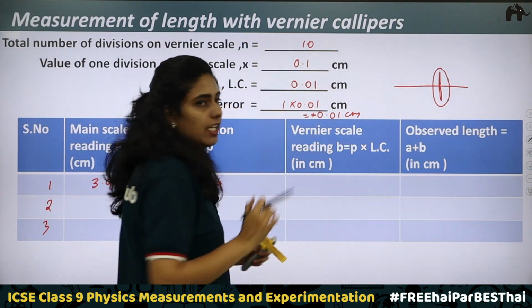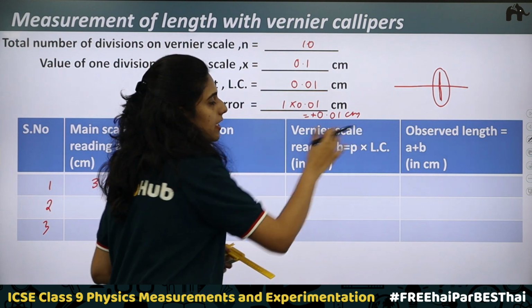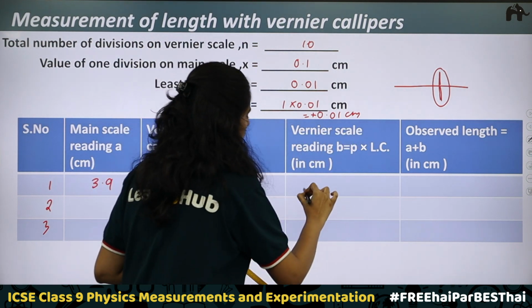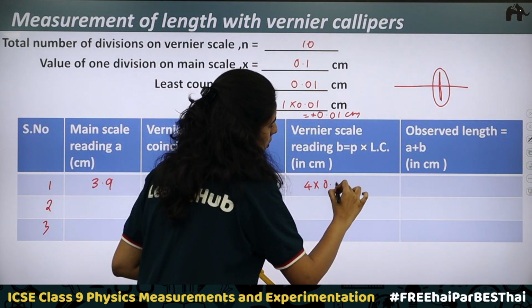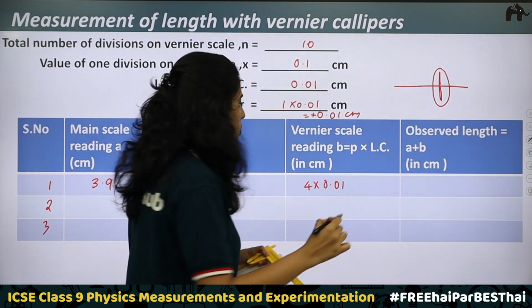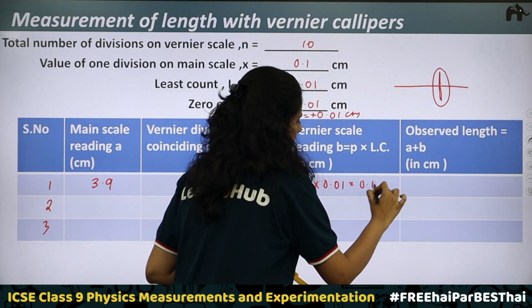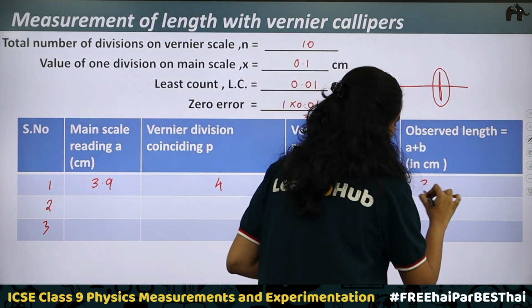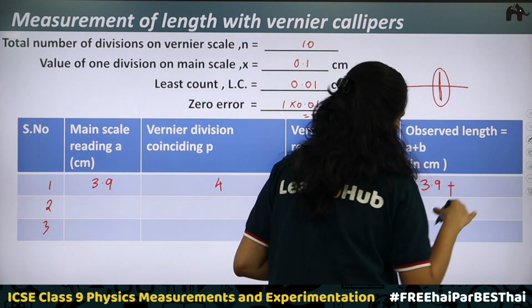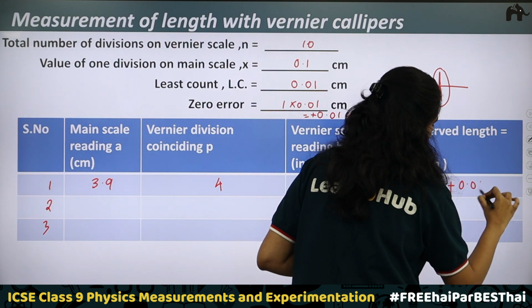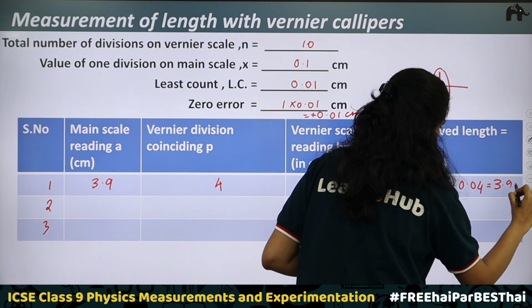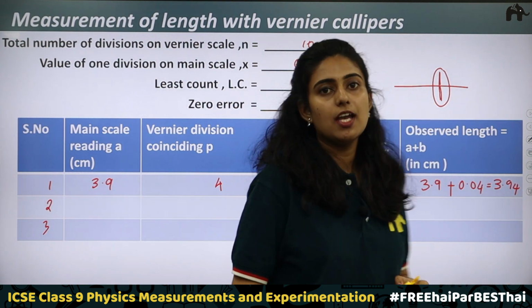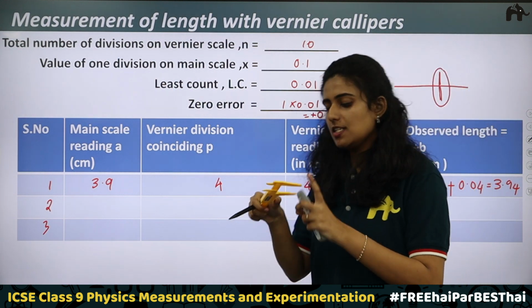So vernier scale reading B will be equal to P into LC, that is 4 into 0.01, which is the least count, 0.04. Now the observed length is A plus B, 3.9 plus 0.04, which is equal to 3.94. Okay.